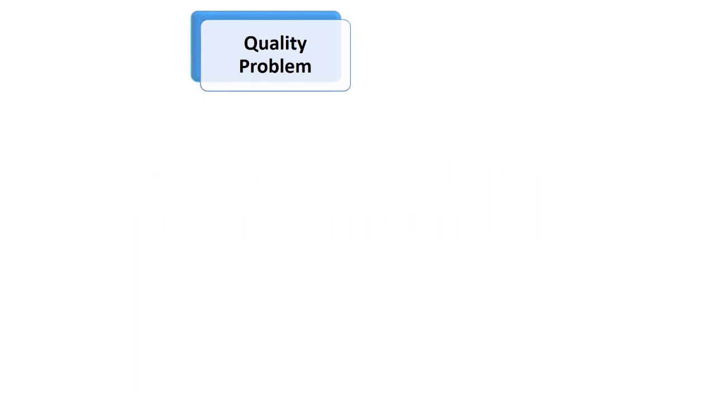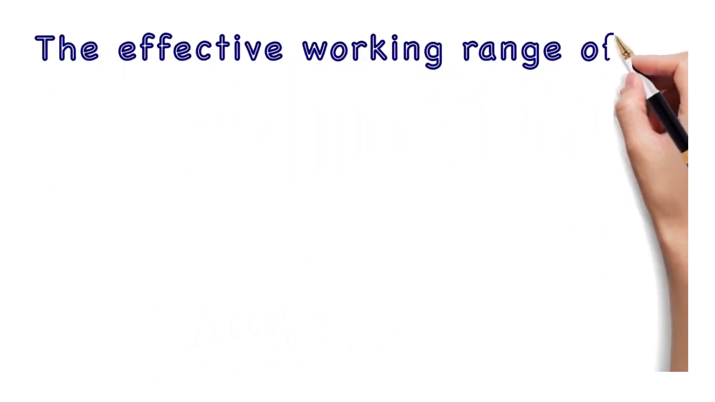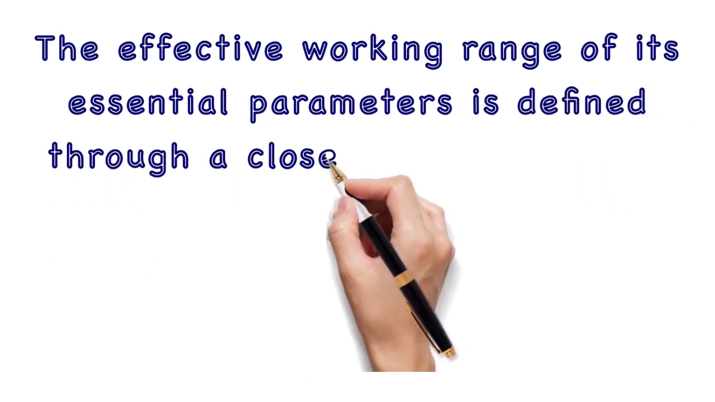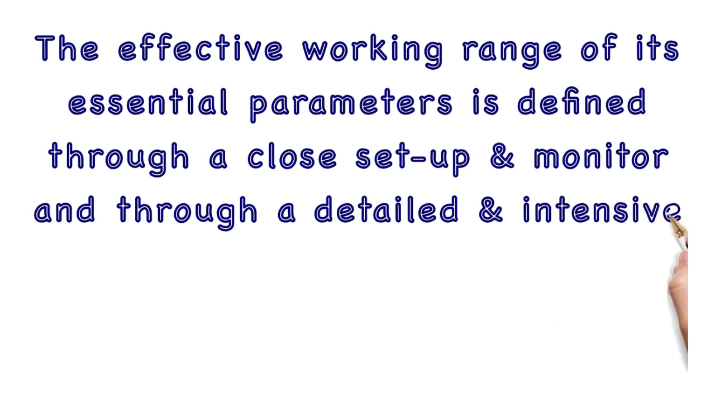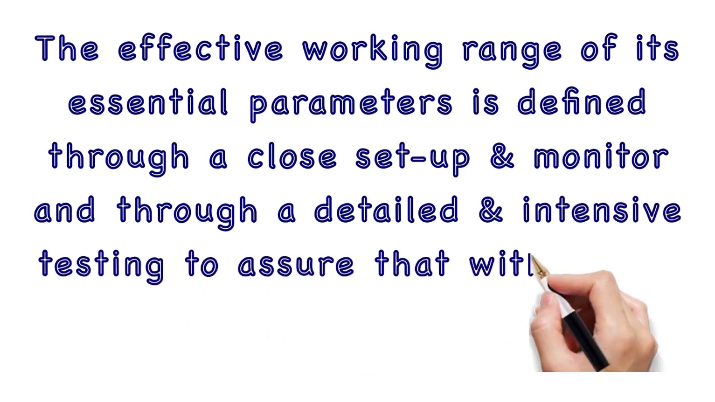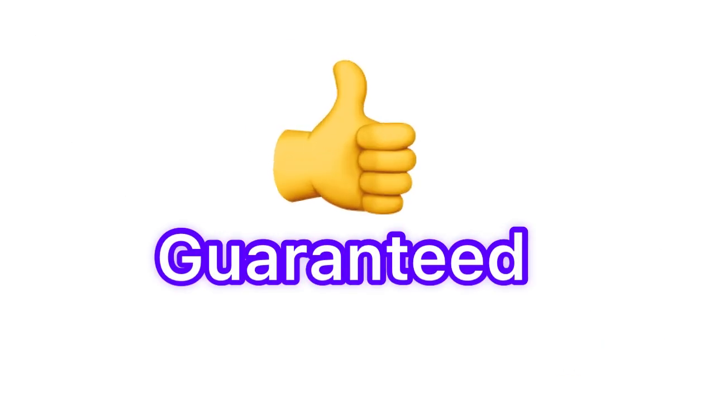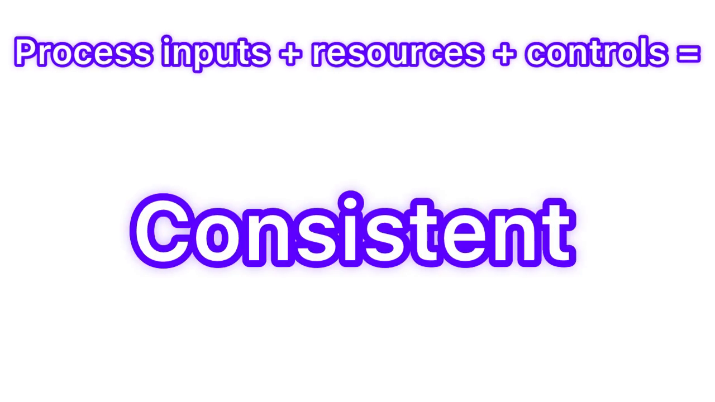Now, in this qualification process, the effective working range of its essential parameters, the important ones, is defined through a closed setup and monitor and through detailed and intensive testing to assure that within such range, the target mechanical properties are guaranteed. Of course, with maintaining also other inputs, resources, and controls consistent.